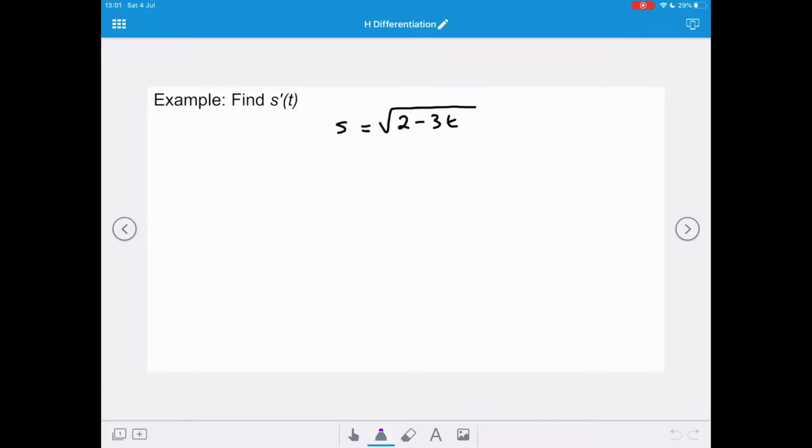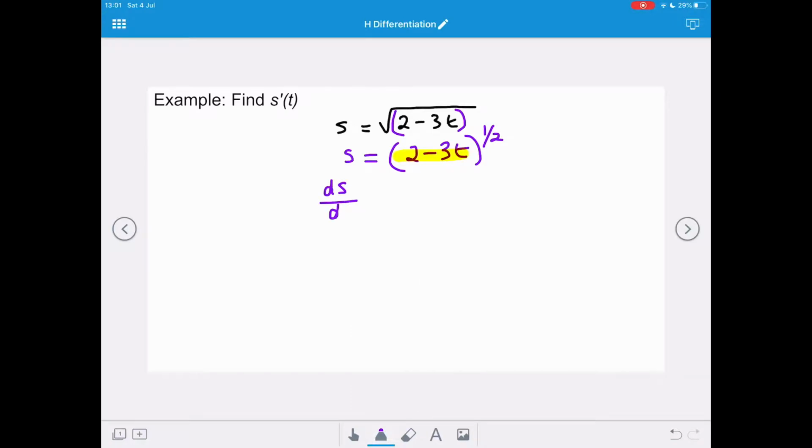Now in the next example, we want to find the derivative of s with respect to t. So the first thing we're going to have to do for our s equals the square root of 2 minus 3t is remember that everything underneath the square root sign is in a bracket. So to differentiate it, we need to change the root into a fractional power. So it's (2 - 3t) to the power of a half. So then we need to apply our differentiation. The inside function here is 2 - 3t.